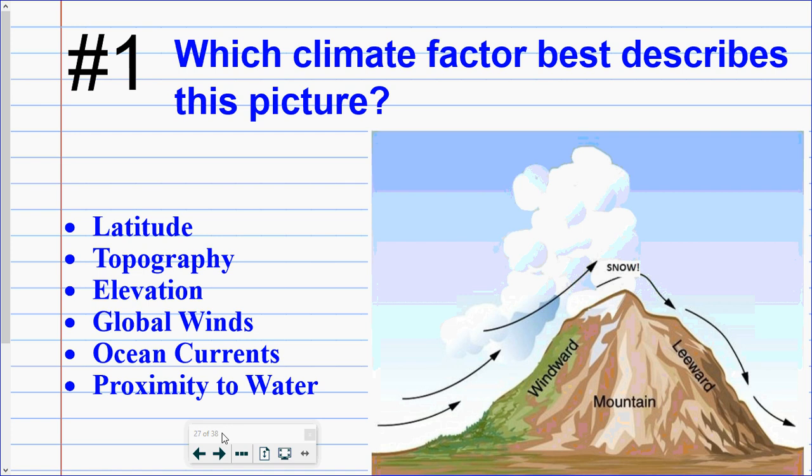Number 1 says, which climate factor best describes this picture? So this picture is kind of tricky because it's just a mountain. And so you could pick elevation. You could also pick topography, even though you can't actually see that there's an ocean over here to the side.